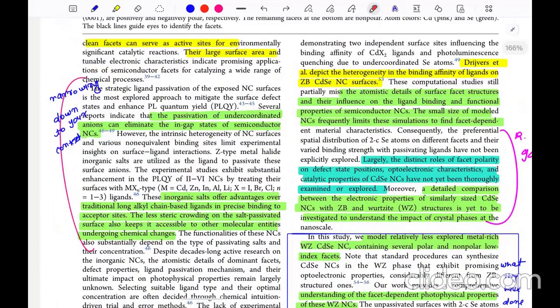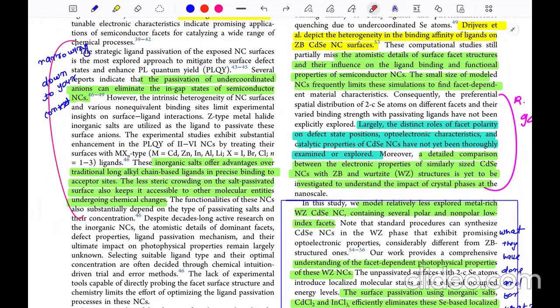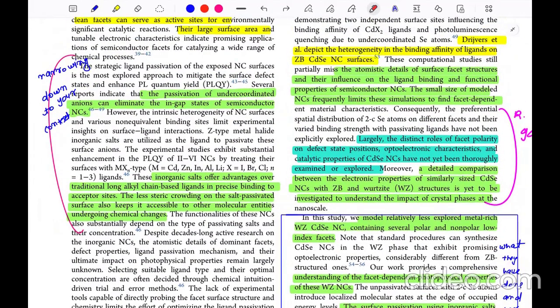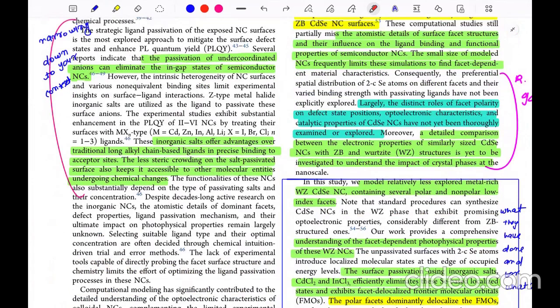now in this part, they are slowly narrowing it down to their context. They will be talking about passivation of undercoordinated selenium ions. So this is like earlier work, you can say. Several reports indicate that the passivation of undercoordinated anions can eliminate the mid-gap states of semiconductor nanocrystals. Also, inorganic salts offer various advantages over traditional long alkyl chain based ligands in precise binding to receptor sites. Less steric crowding on a salt-passivated surface also keeps it accessible to other molecular entities. So they are slowly narrowing it down to their context.